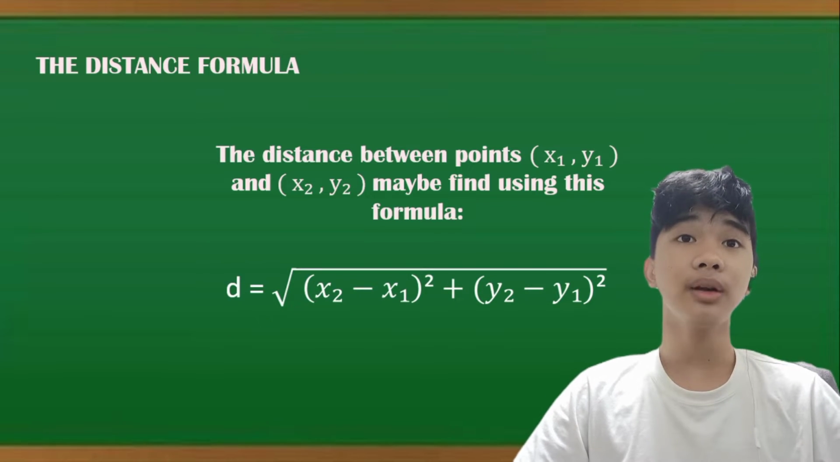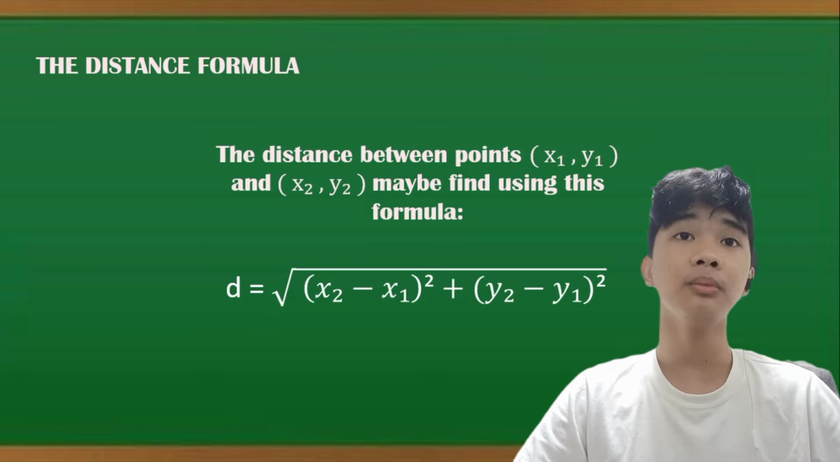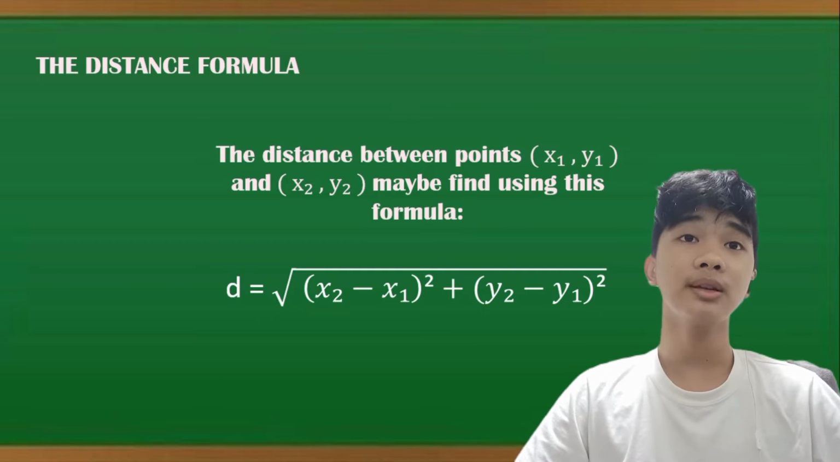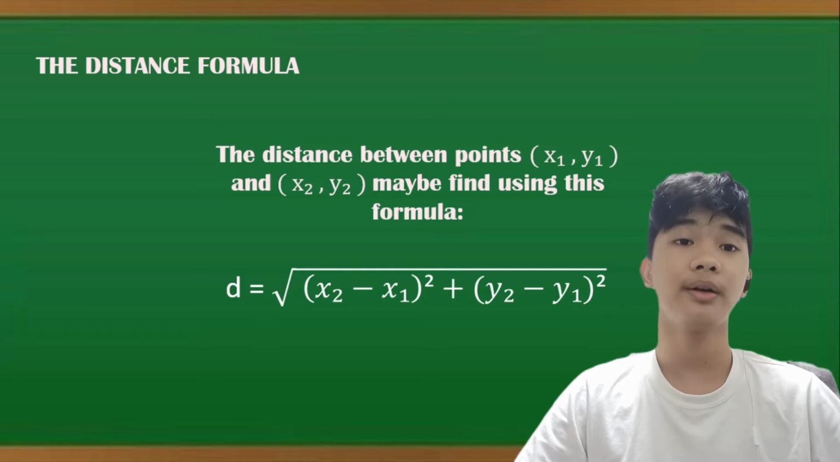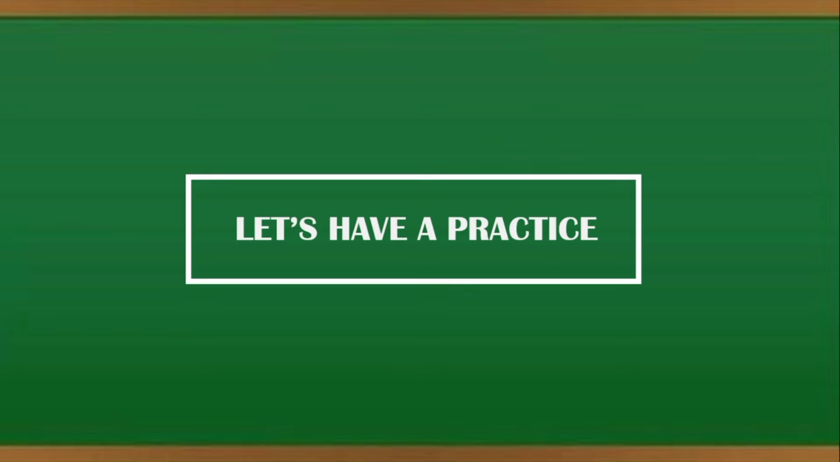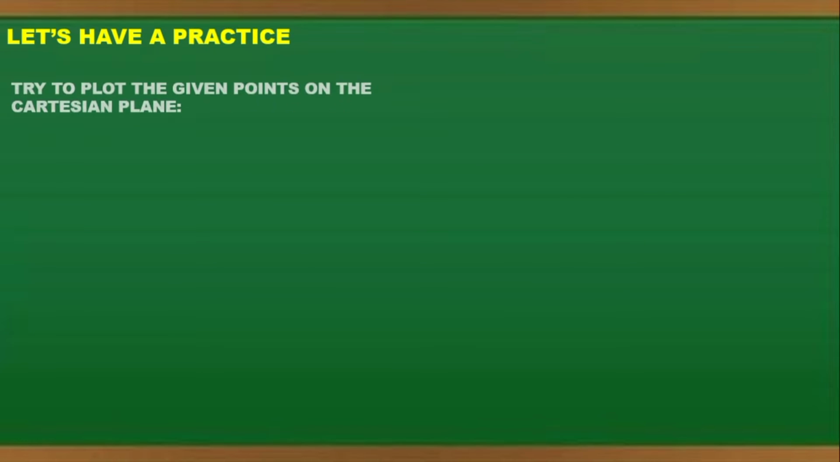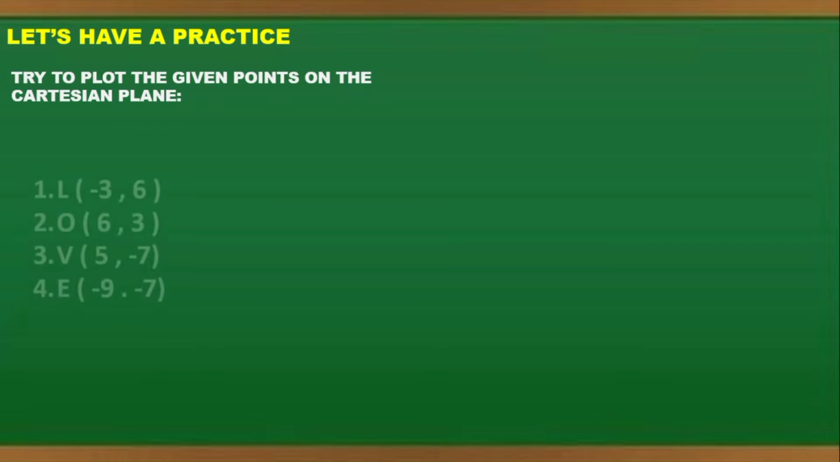D is equal to the square root of the quantity x sub 2 minus x sub 1, squared, plus the quantity y sub 2 minus y sub 1, squared. Before we proceed to our examples, first, let's have a practice. Try to plot the given points on the Cartesian plane.